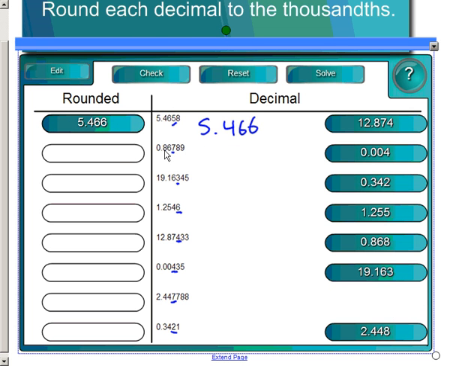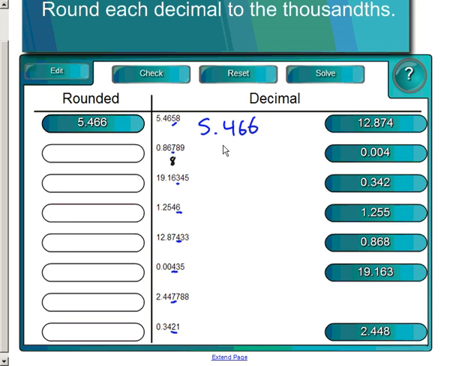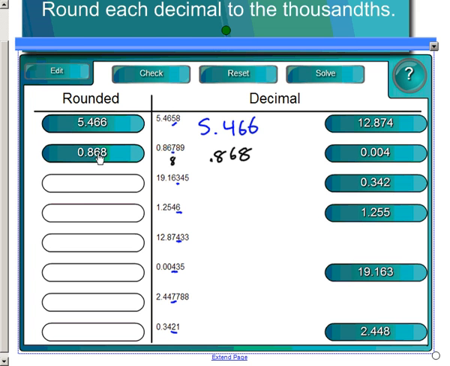All right, this next one, 0.867. Next door to the 7 is an 8. So the 7 is going to get rounded up to an 8. So we've got 0.868. Let's see if I can find my answer over here. And sure enough, there it is.